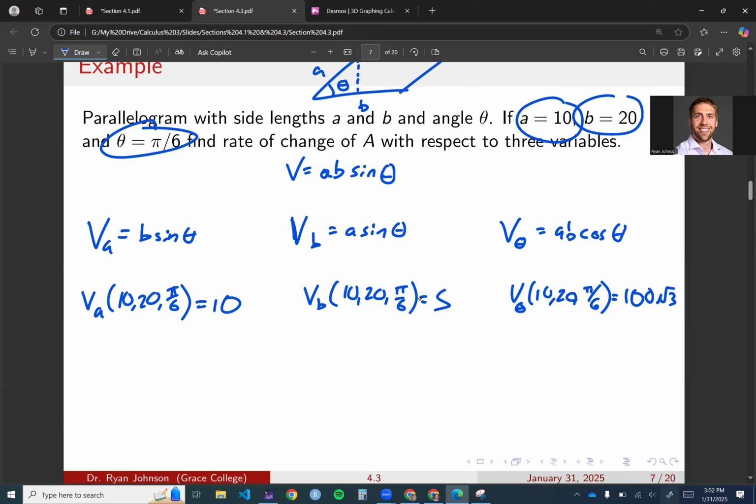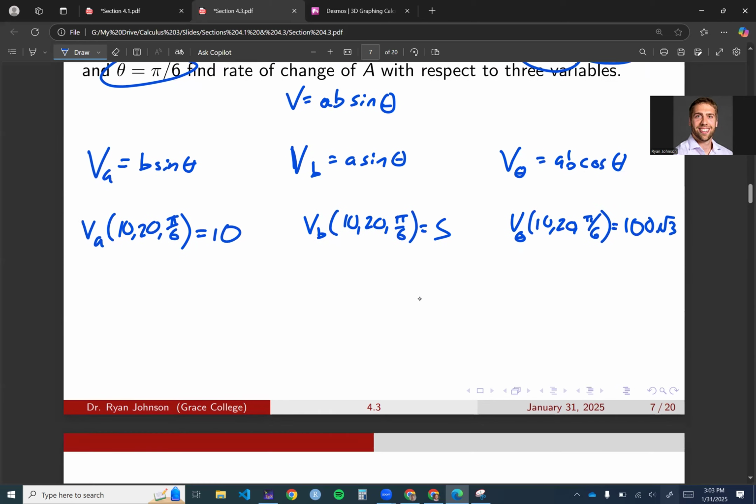And let's say, what if we gave... I forgot to put units for A and B. What units do you want them to be in? Inches? Okay.